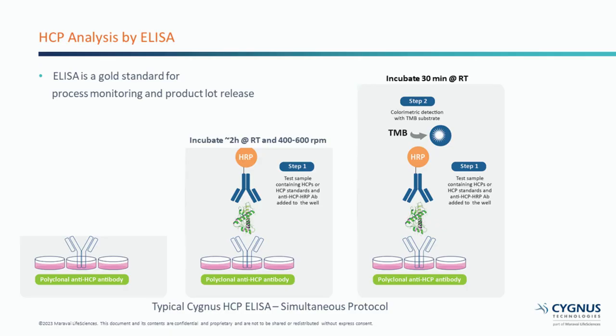In step one, HCP samples and HCP standards are added to the plate and incubated for 2 hours with HRP label detection antibodies. Then the plate is washed to remove any unbound reactants. In step two, TMB is added and the colorimetric change is read in 30 minutes. So it takes just over 2 hours and 30 minutes to run a typical Cygnus HCP ELISA.